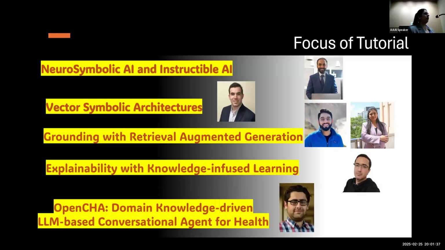So today's talk will include all of these topics: neurosymbolic AI and instructable AI, vector symbolic architectures, grounding with retrieval augmented generation, explainability with knowledge infused learning, and OpenCHA, which is an LLM-based conversational agent for health.